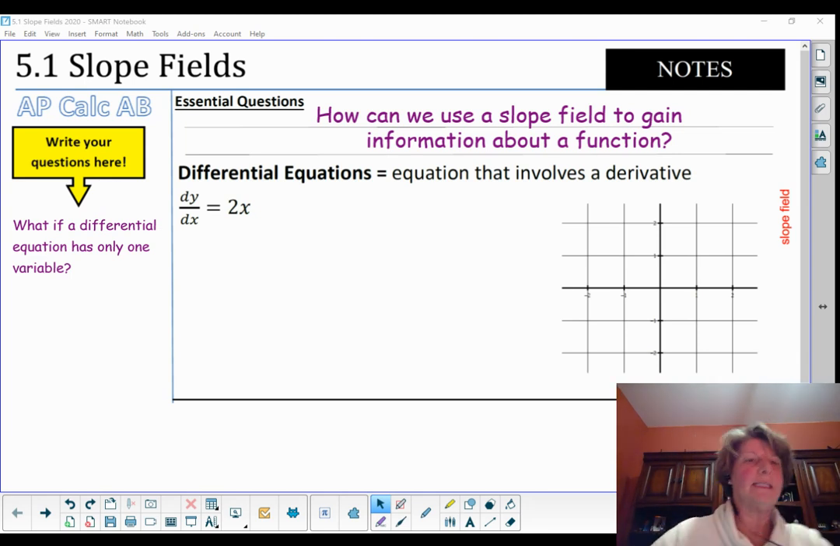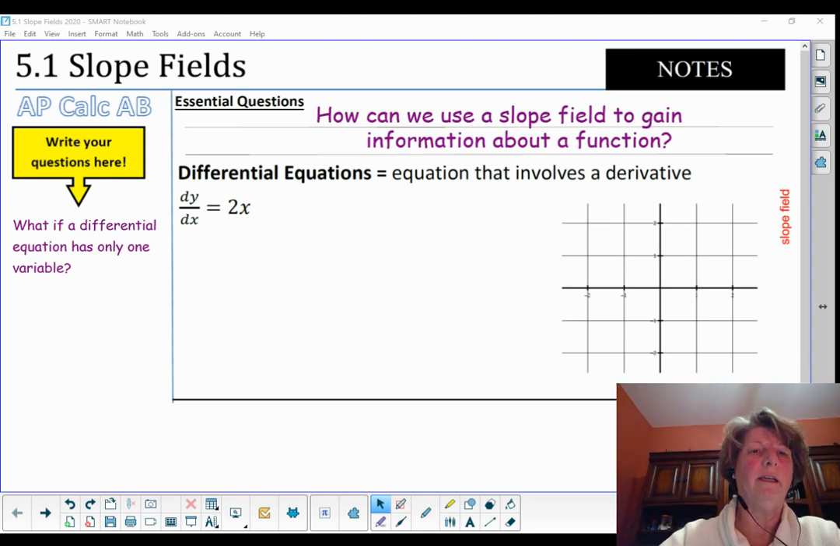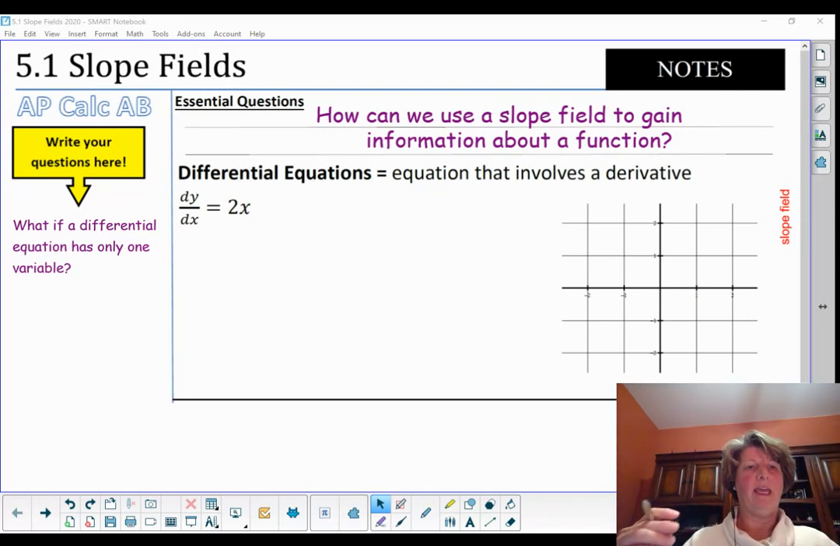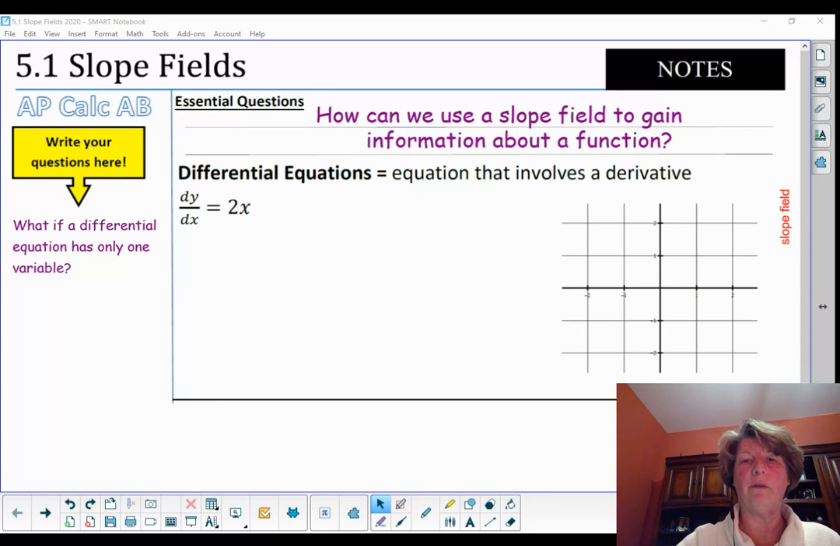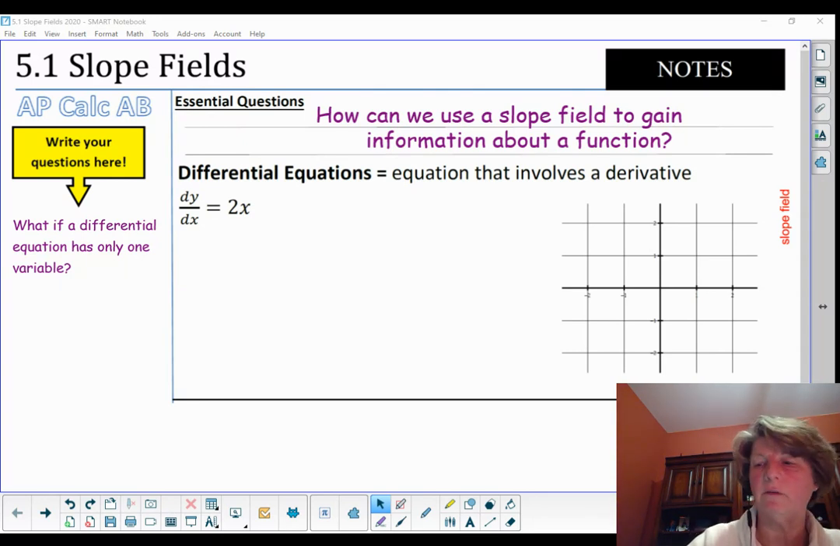Hello, let's look at section 5.1, which is about slope fields. I hope you have printed the notes and you can follow along as we go through these problems. This one's set up a little bit different. These are AVID note styles, kind of called focus notes.